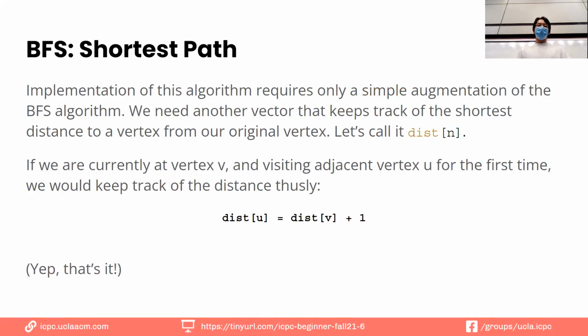The implementation of this algorithm requires only a slight augmentation of the BFS algorithm. We need to keep track of how far we've gone from the original starting location. So we can create a new dist array, an array of integers to keep track of the distance. If we are currently at a vertex V and we're visiting an adjacent vertex U, we update the distance of U to be 1 plus the distance to V. And that's about it.